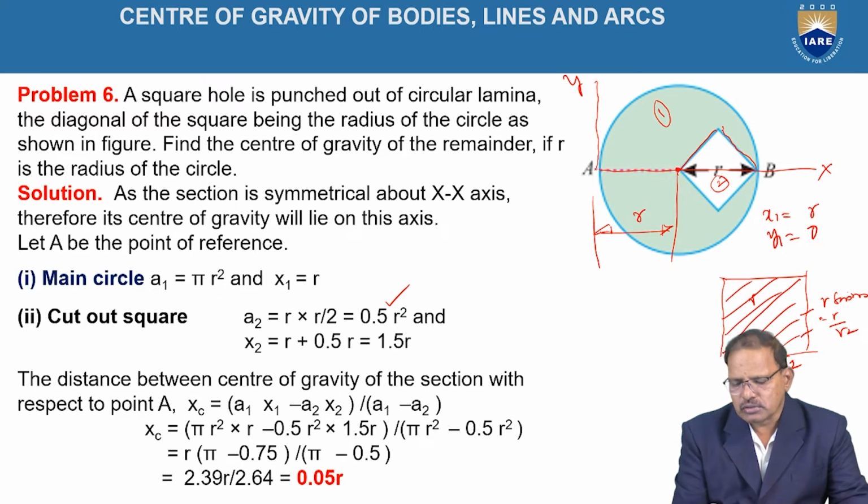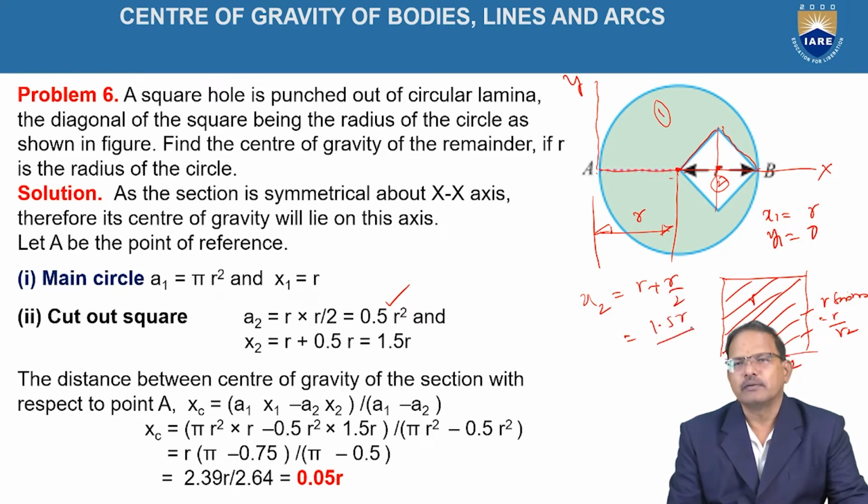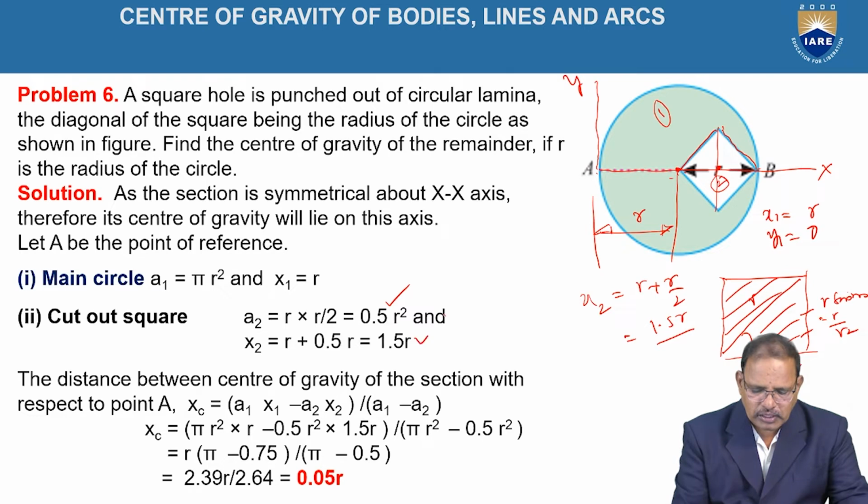And x2 is equal to, here the center of gravity lies again at the intersection of the diagonals now. This is given the radius of the circle, so x2 is equal to r plus r by 2, which is equal to 1.5 r now.